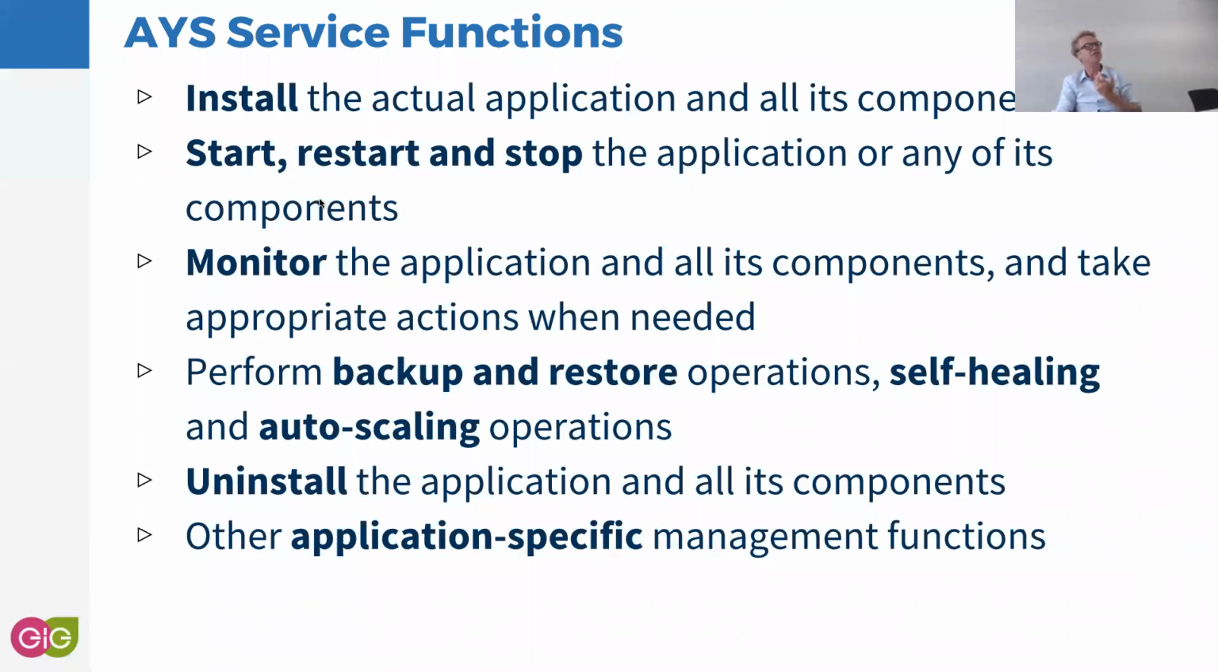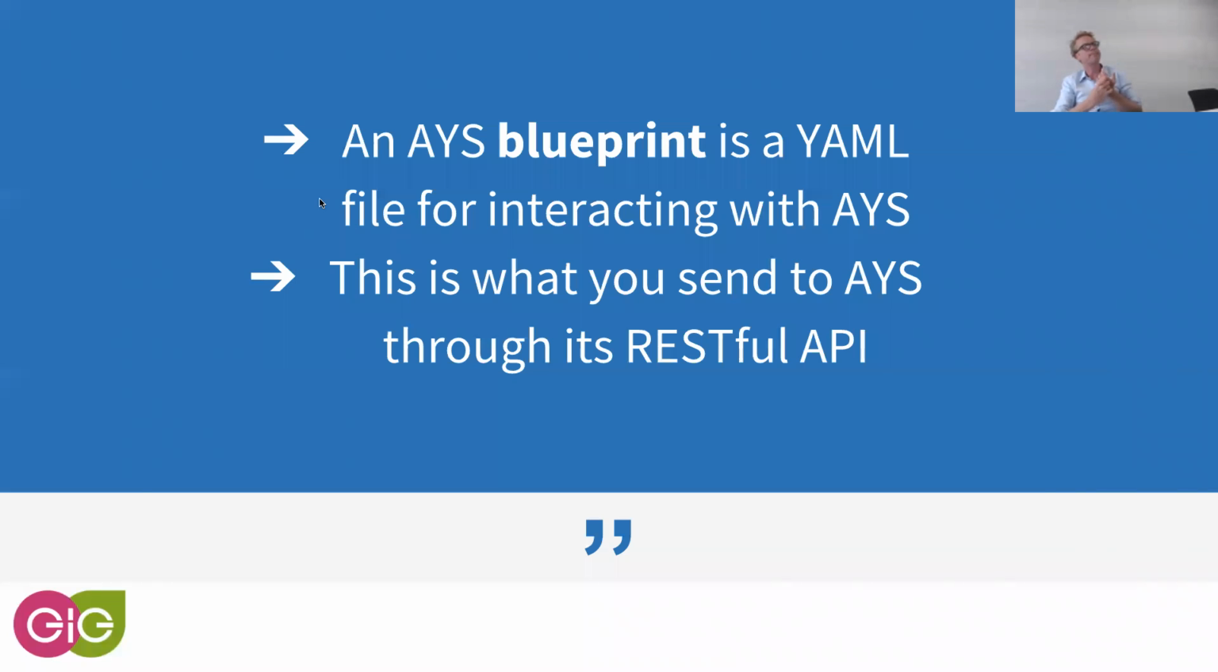Now, how is that done then? We'll come to actions in a moment, but the question is, okay, an AYS service knows how to monitor, knows how to install. Okay, good. And how do we talk to this AYS service? Because it's there, but how do we interact with it? So we interact through a blueprint, which is a YAML file, a human readable document. I'll show it to you many times, that you send to the AYS server. And based on that blueprint, the AYS service knows which AYS service you want to talk to and what exactly you want the AYS service to do for you.